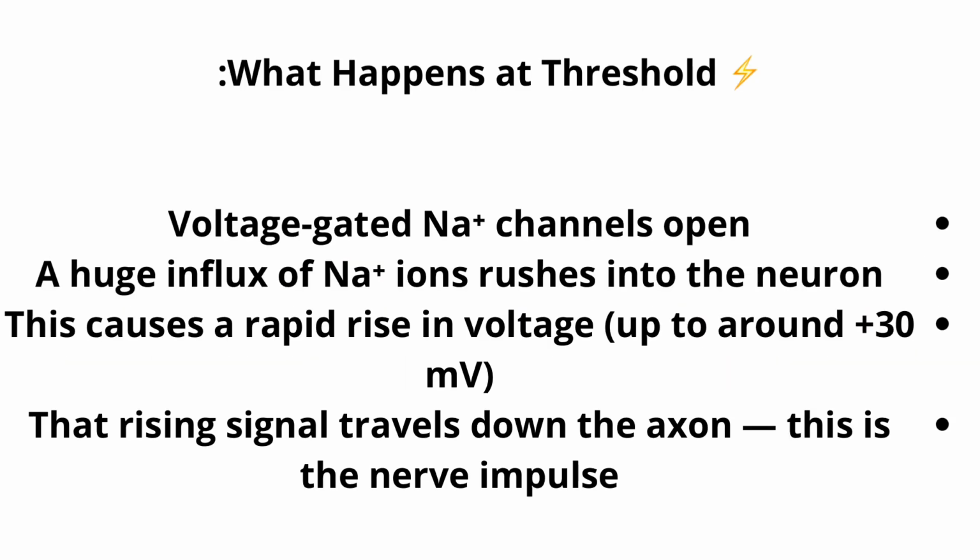What happens at threshold? Voltage-gated Na channels open. A huge influx of Na ions rushes into the neuron. This causes a rapid rise in voltage, up to around +30 millivolts. That rising signal travels down the axon. This is the nerve impulse.